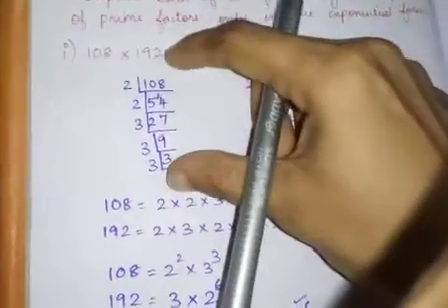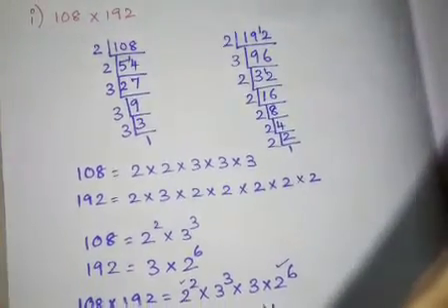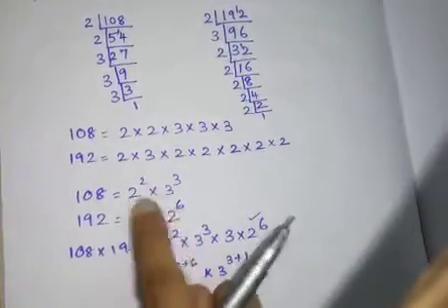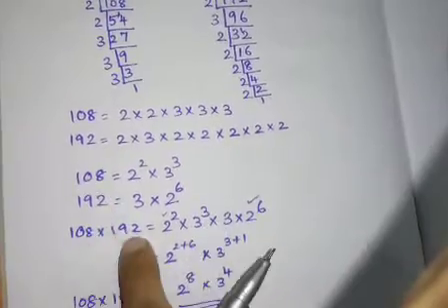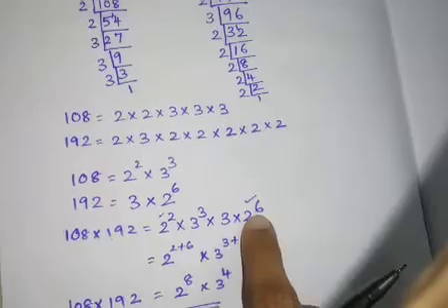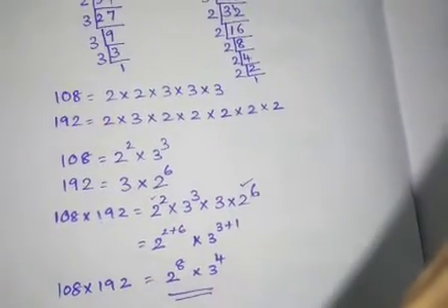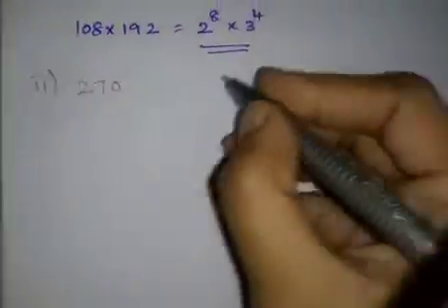First you find this prime factorization and the prime factorization of the second number. Then you make these as exponents. Then you combine both, and when they have the same base, you can add your powers. Likewise, you can combine it. Understood? Next is your second problem, 270.